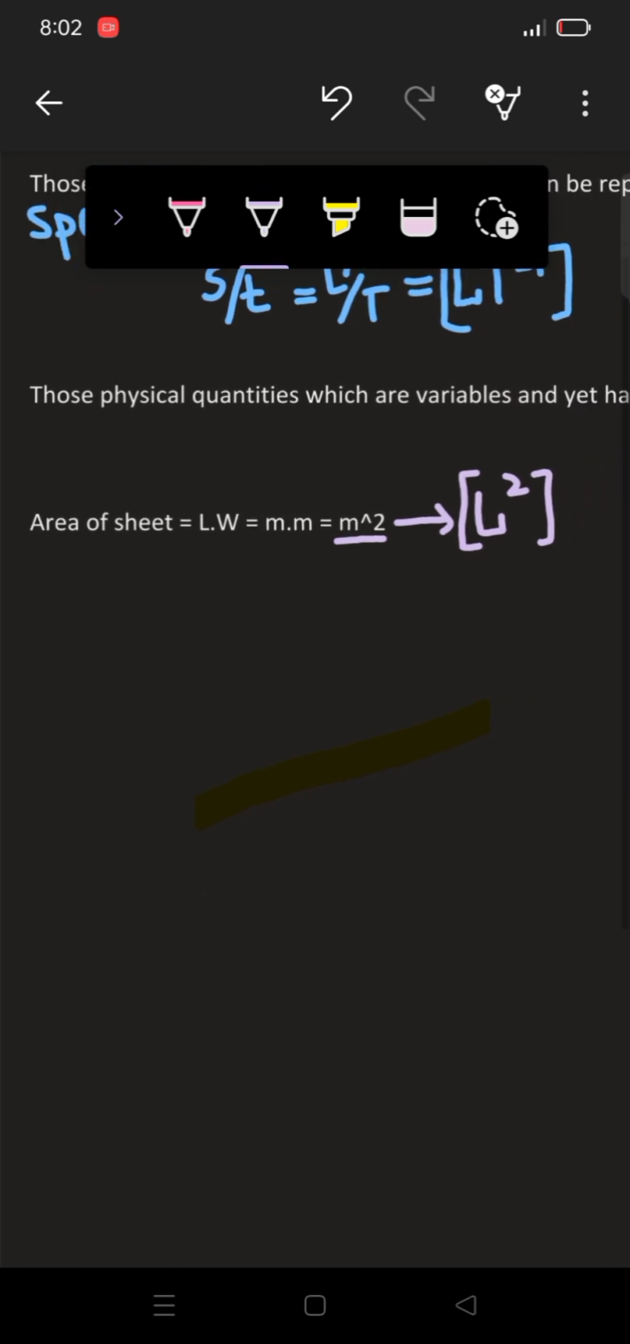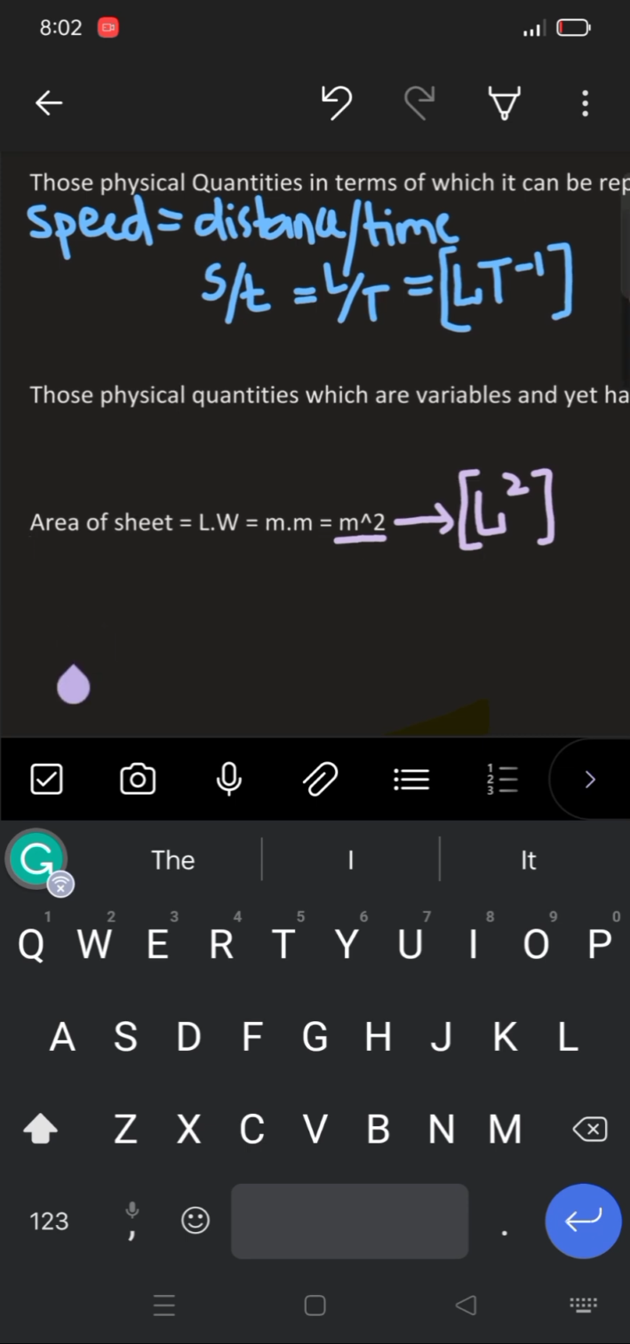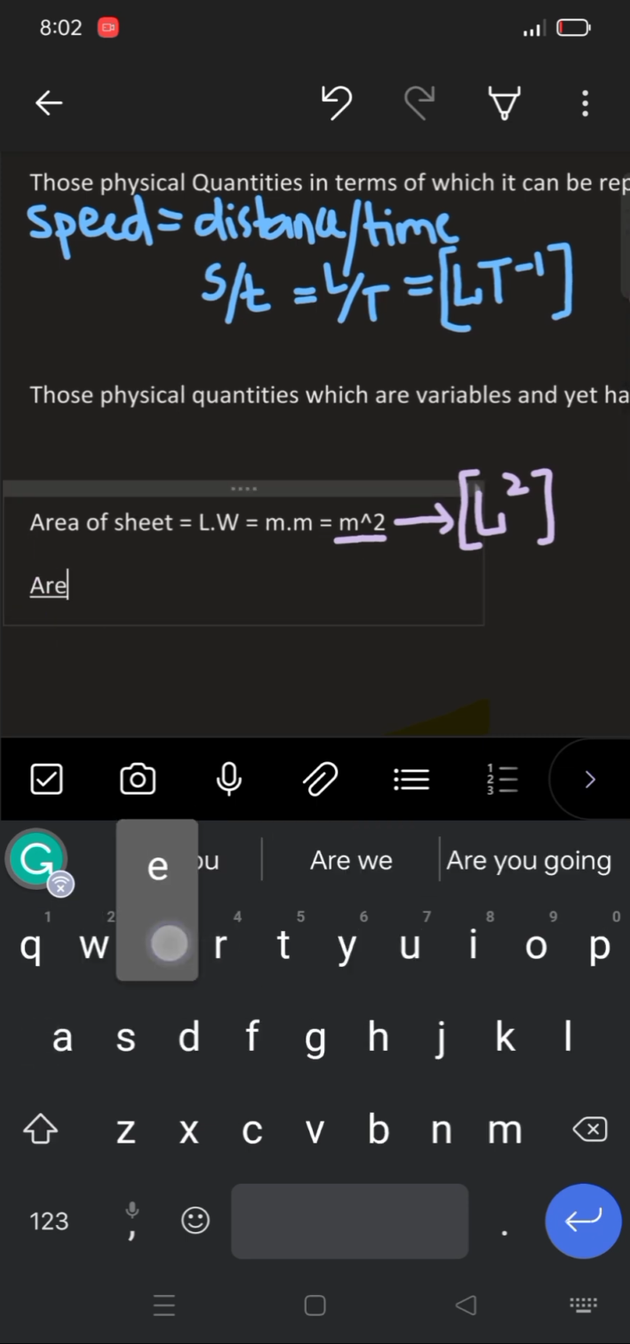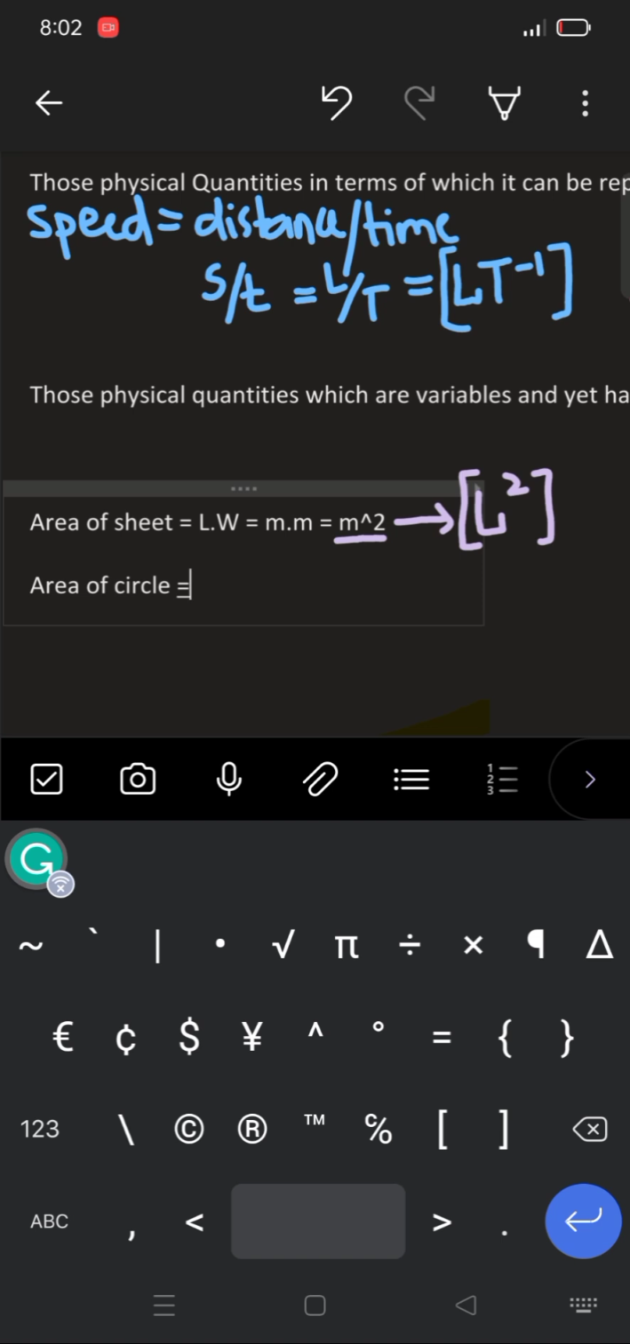Area of sheet, the formula is length into width, and the unit is meter, meter, then it is meter square, and then we have L, which is the representation of length, with a square on top of it, just because there is length into width and they both have the same units. So let's go with area of circle now. Area of circle is equal to pi r square.